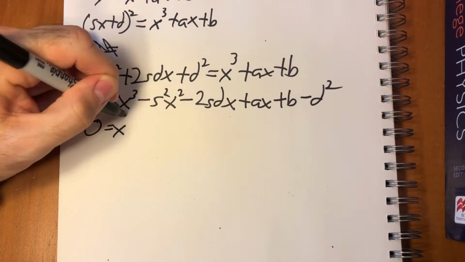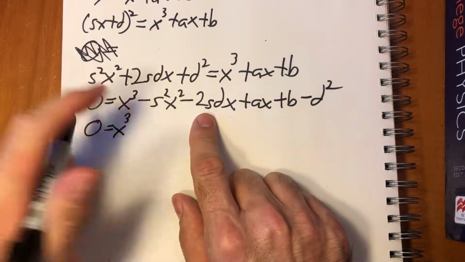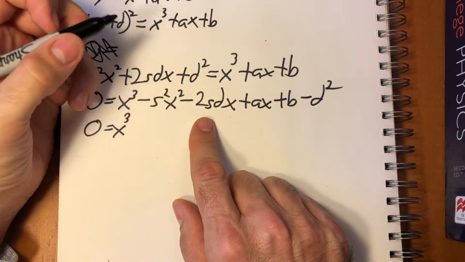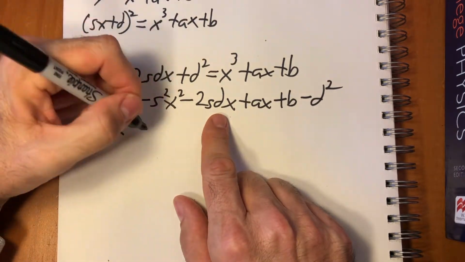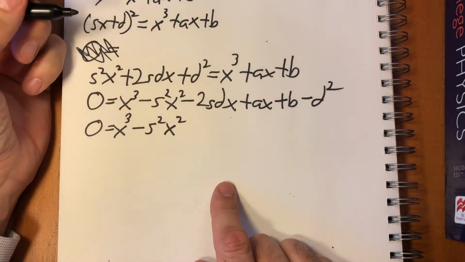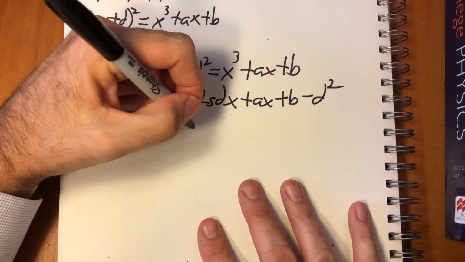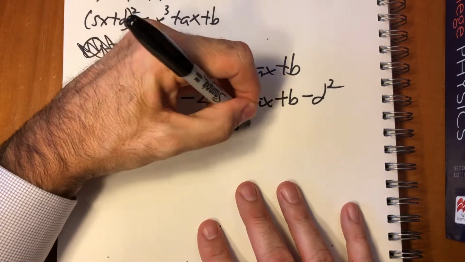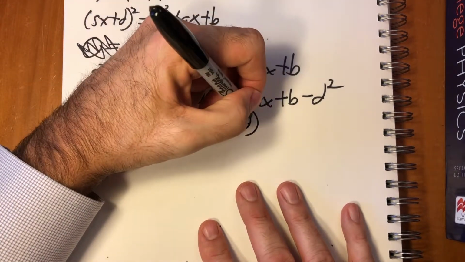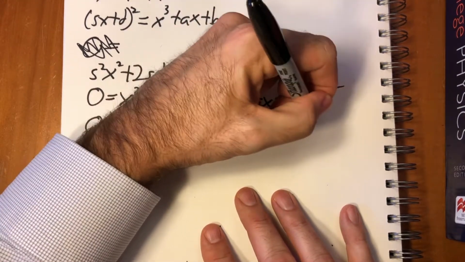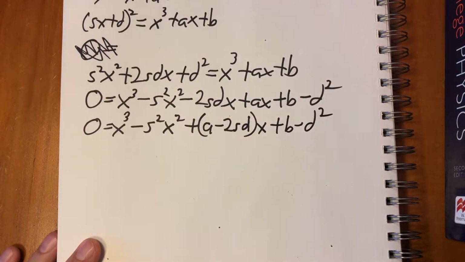So we have 0 equals x cubed minus s squared x squared. Here we can gather the terms. So we have plus a minus 2sd x plus b minus d squared.